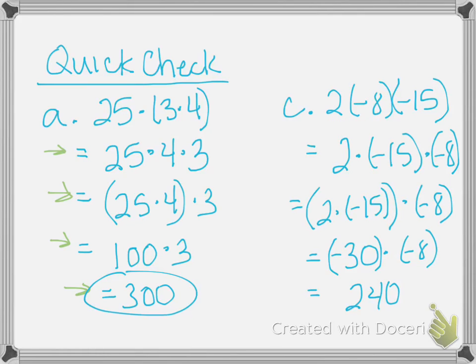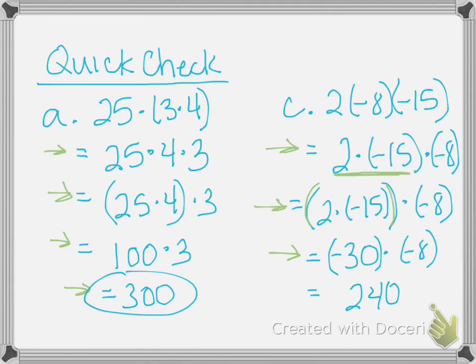So I rewrote my equation using the commutative property, and I flip-flopped the numbers. So I put the 2 next to the negative 15, because that's going to give me negative 30, and then I multiplied times the negative 8. So then I used the associative property to group the 2 and the negative 15. And then I multiplied within the parentheses, so I got negative 30 times negative 8.